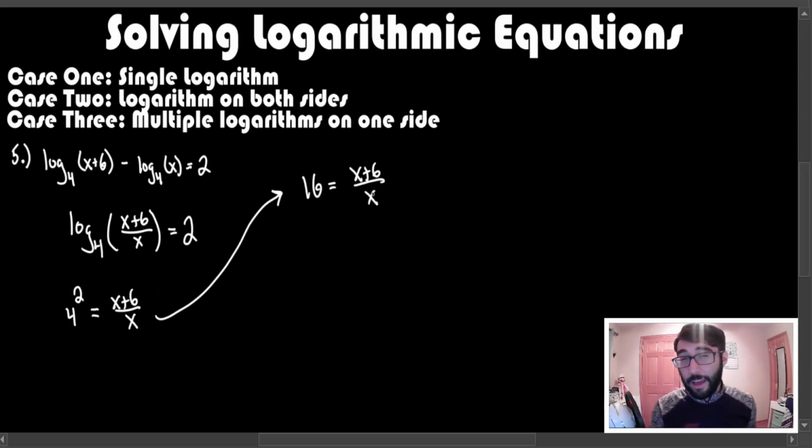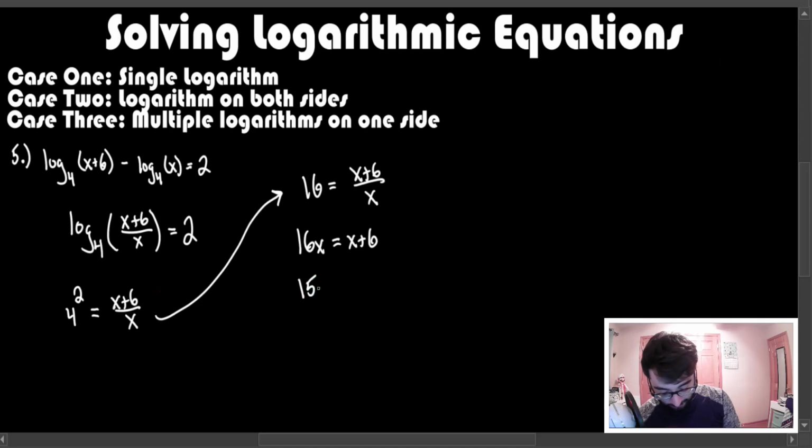Now notice I have an x in my denominator. I don't necessarily like that, so I'm going to multiply each side by x to get 16x is equal to x plus 6. And now I can solve a little bit easier. I can subtract x from each side to get 15x is equal to 6. Now I can divide by 15 to get x is equal to 6 over 15. And I'm going to reduce that. That is a fraction that you can reduce. That reduces to 2/5. So we get x is equal to 2/5.